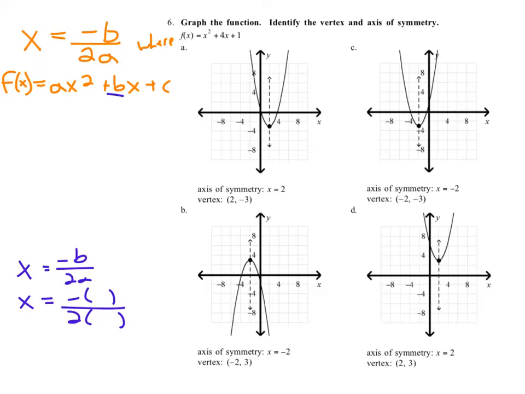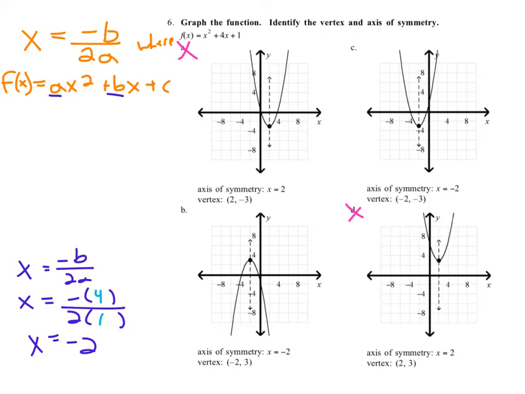So negative 4 over 2 times a. And what is the a value? The a value is the number that's in front of the x squared. And what's in front of the x squared up here? Well, you don't see anything written, but that's an implied number 1. So negative 4 over 2 is negative 2. So the equation for the axis of symmetry is x equals negative 2. Any answer that doesn't have that is already wrong. Cross that one out and cross that one out. Let me change the color to make it a little easier to see that we've eliminated it.